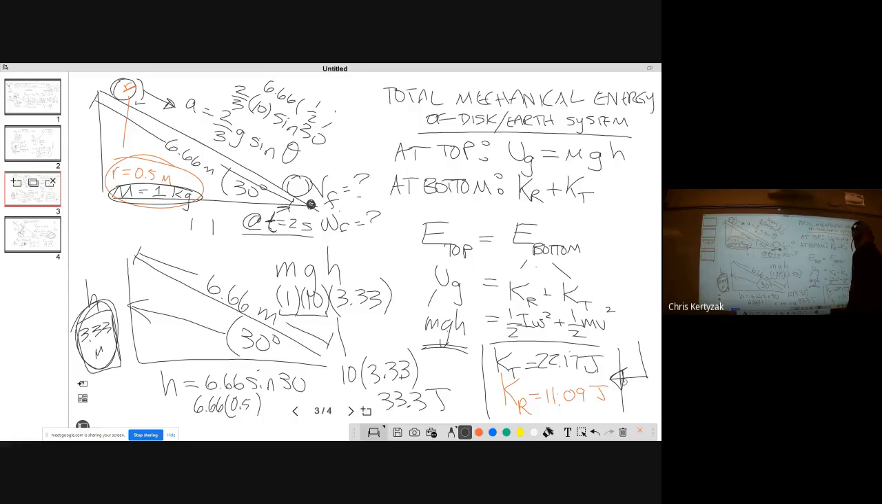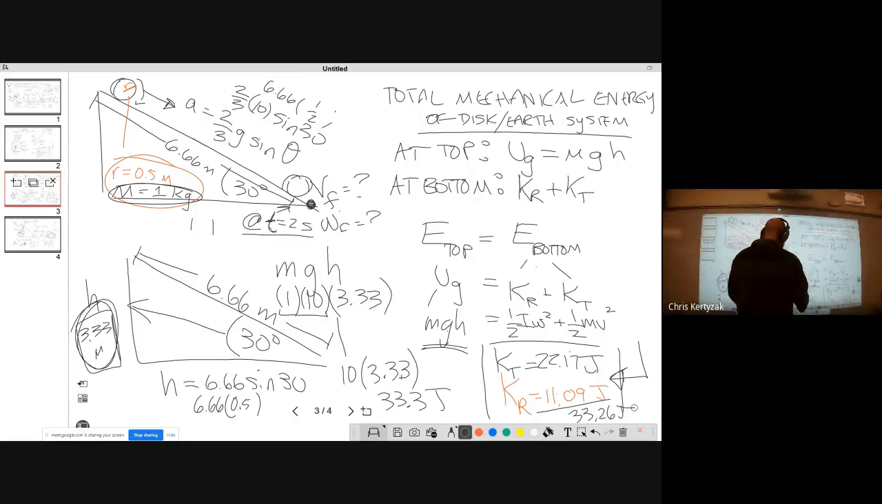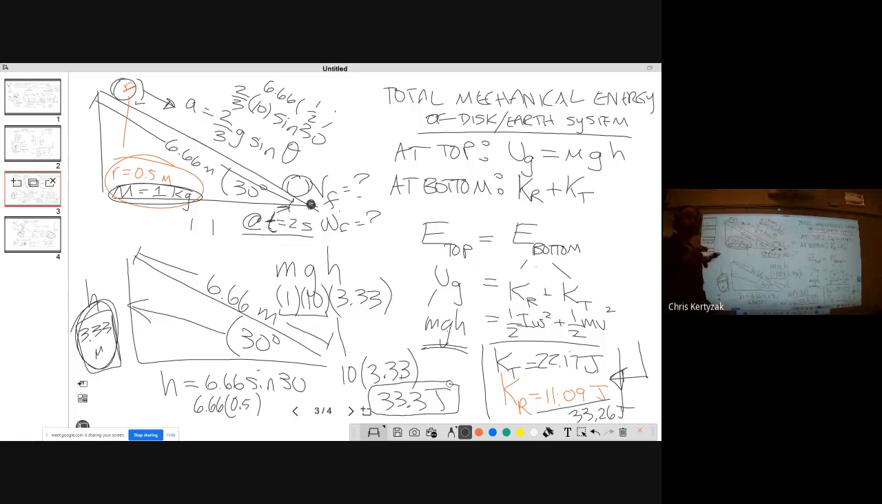And when we compare that to the total that's over here, oh, that's nice. Oh, that's a victory for physics. It is a victory for physics. I mean, it's not exact, but it's pretty darn close, right? The total over here was 33.26 joules of total kinetic energy at the bottom of the ramp, or total mechanical energy at the bottom of the ramp. And when we figure out what mgh is from the beginning, it's 33.3. That is a victory for physics. So at least you see how that all works.